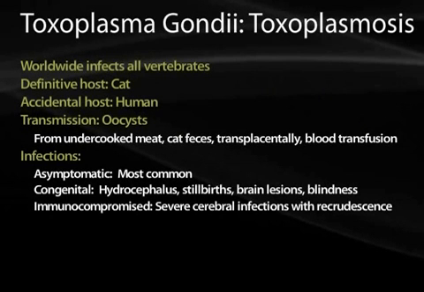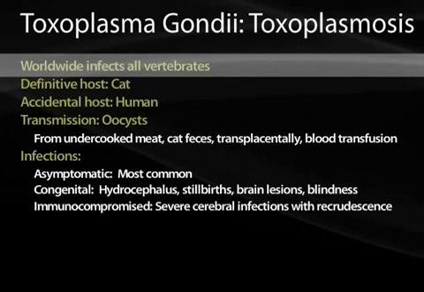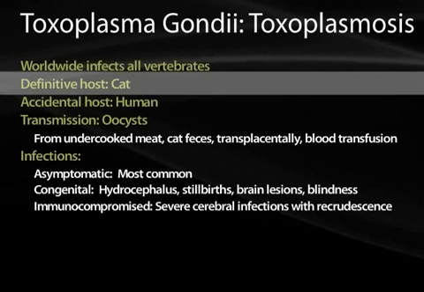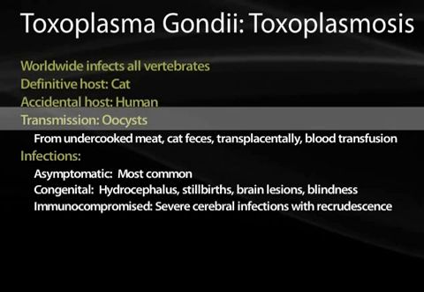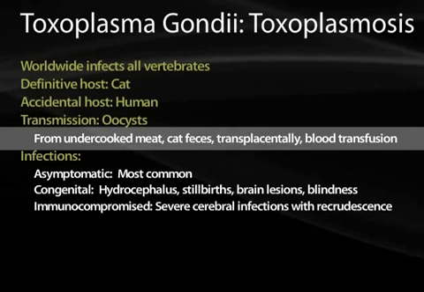Toxoplasma gondii is the causative agent in toxoplasmosis. It's a worldwide disease, which is different from some of the other parasitic infections we've talked about. Also, it can infect all vertebrates. The definitive host is the cat, and unfortunately, the accidental host is the human. We get it by ingesting oocysts from undercooked meat, cat feces, or transplacentally, or from blood transfusions.